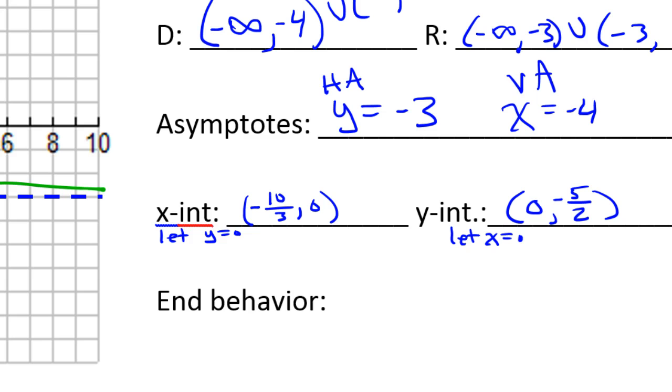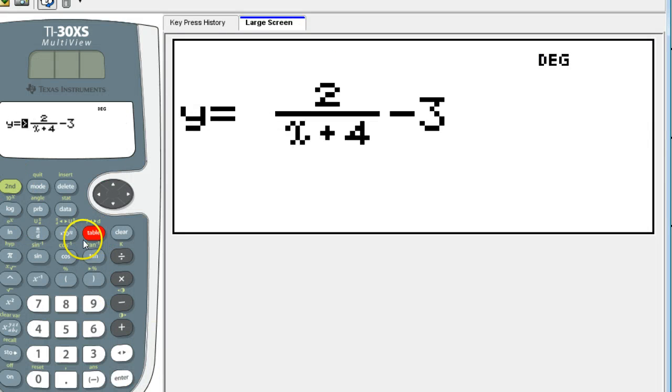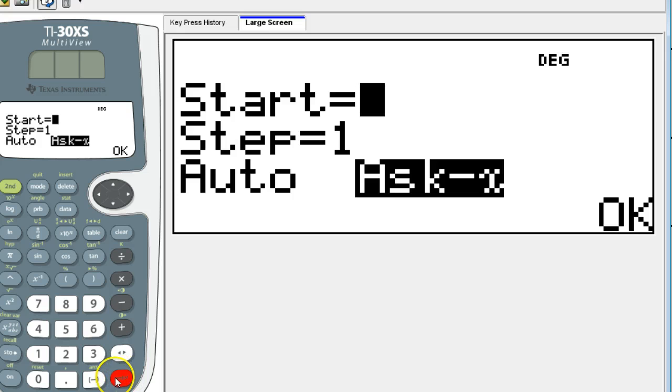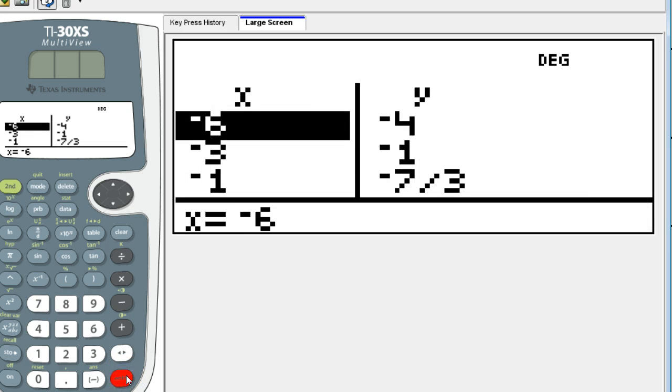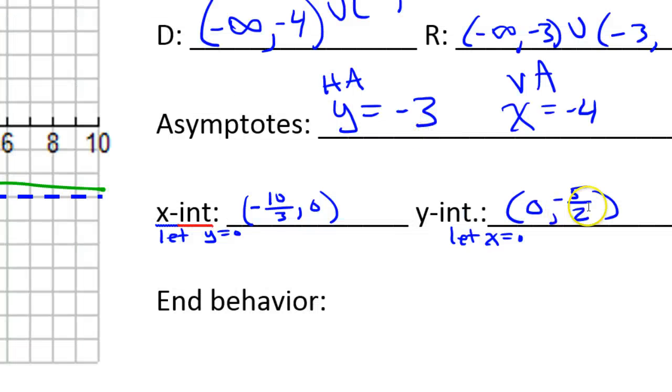Also, using the TI-30XS MultiView, if I want that y-intercept, I can go to 0 on the table. So table, okay, I can go to auto, or I can keep using ask mode, it doesn't really matter. But if I check out and see what 0 is, 0 is negative 5 over 2, so that's another way you can get it.